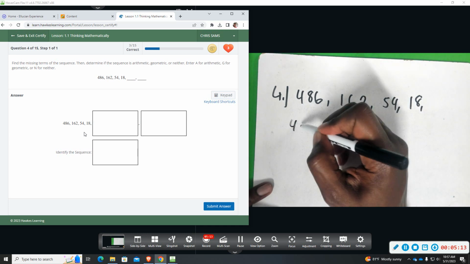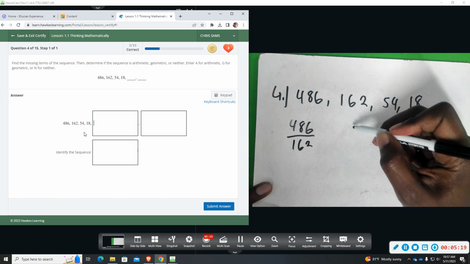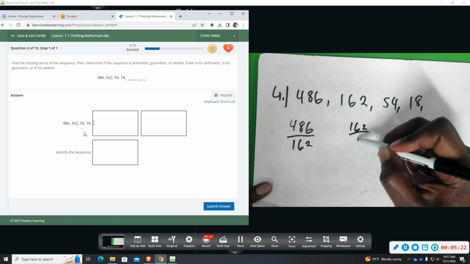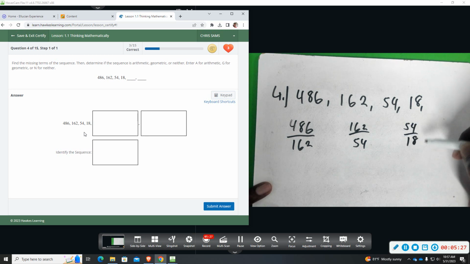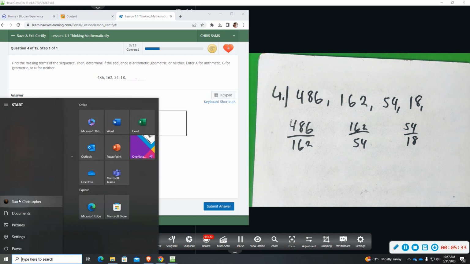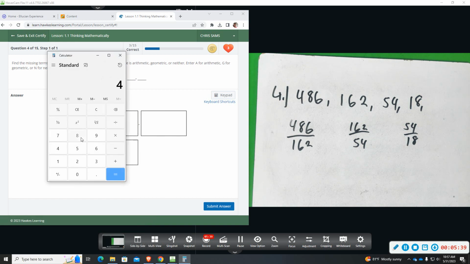So I'm going to do 486 and divide by 162. And then I'm going to do 162 and divide by 54. And then I'll do 54 and divide by 18. And if all these are the same, then I know I got a common divisor, and we will go with geometric sequence. So I'm going to do 486 divided by 162. Gives me 3. All right. I'm going to do 162 divided by 54. Get 3.